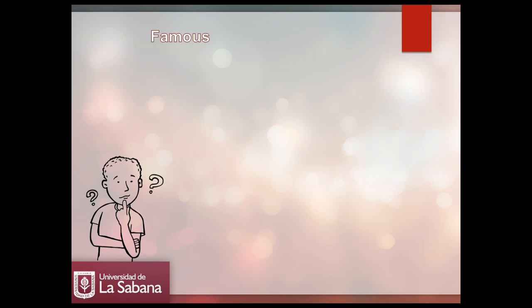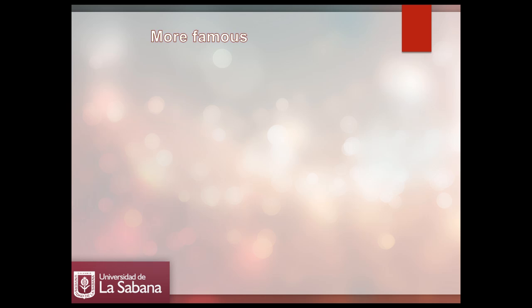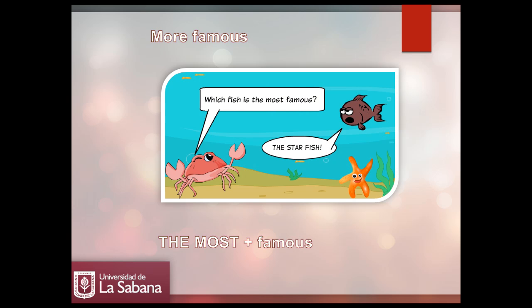Famous. The majority of 2-syllable words form their comparative and superlative degrees with more and the most. So what is the comparative degree of famous? More famous. Can you form the superlative? Of course, it's the most famous. And here you have an example. Which fish is the most famous? The starfish. Of course, because it's the star.